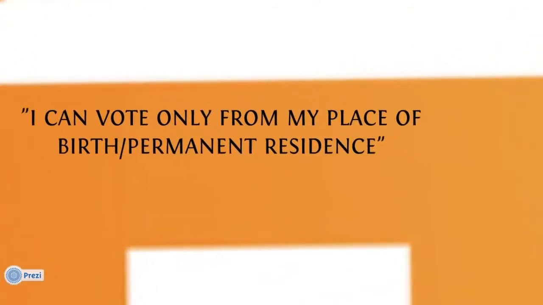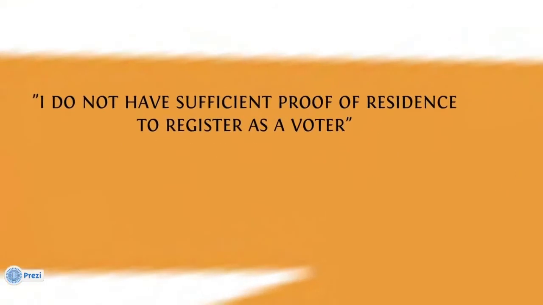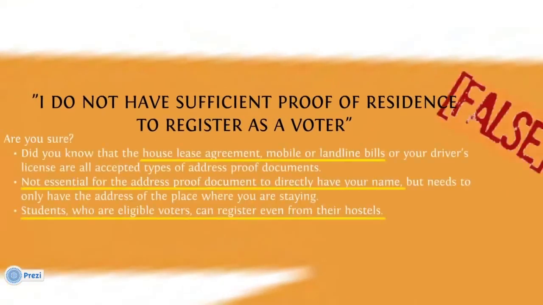I can vote only from my place of birth or permanent residence. It's not true. You can register to vote from any place in India as long as you're an eligible voter. I don't have sufficient proof of residence to register as a voter. Are you sure? Did you know that the house lease agreement, mobile or landline bills, or your driver's license are all accepted types of address proof documents?